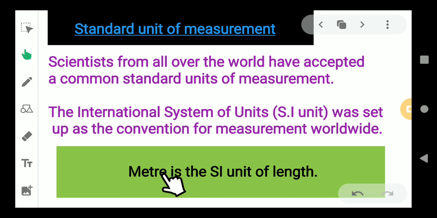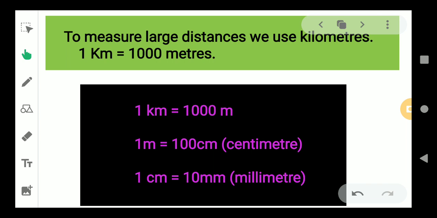Normally, meter is represented by the small letter m. Meter is the SI unit of length. To measure larger distances, we use kilometers. 1 kilometer is equal to 1000 meters.